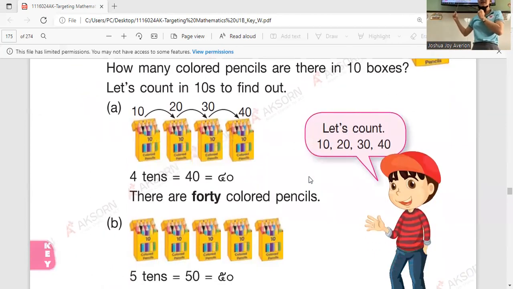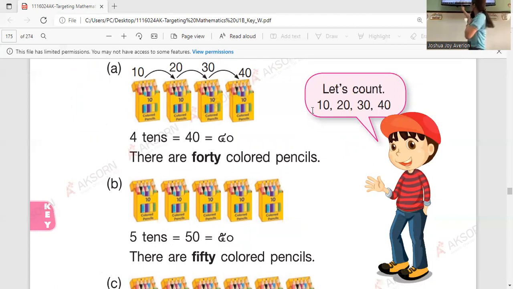Next, let's look at this one. How many colored pencils do we have? Let's count. 1, 2, 3, 4, 5. So we have 5 tens. 5 tens is equal to how many? 50. Again, everybody? Very good. Now, can you spell 50? Everybody spell 50. F-I-F-T-Y. Again.